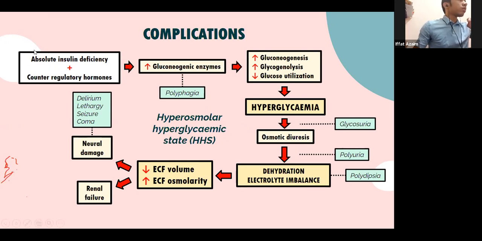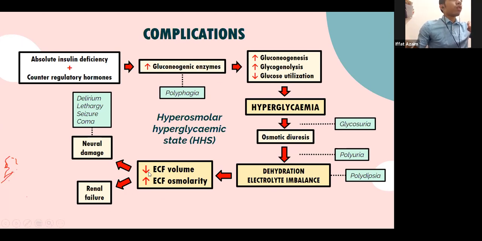So for type 2, it is not absolute, but relative insulin deficiency combined with counter-regulatory hormones, same as in type 1. There is gluconeogenesis, glycogenolysis, reduced glucose utilization, which will lead to hyperglycemia, glycosuria, osmotic diuresis, polyuria, dehydration, and also electrolyte imbalance. However, if it becomes more severe and progresses, it leads to reduced extracellular fluid volume. Meanwhile, extracellular fluid osmolarity will be increased because there is more solute but less water.